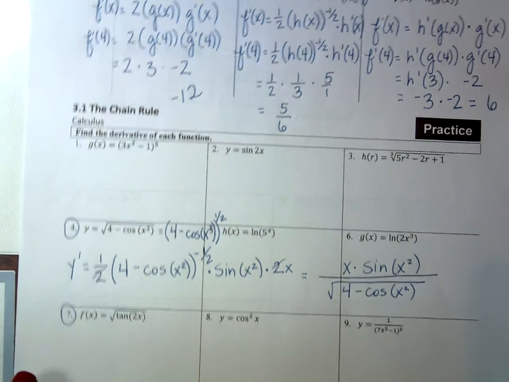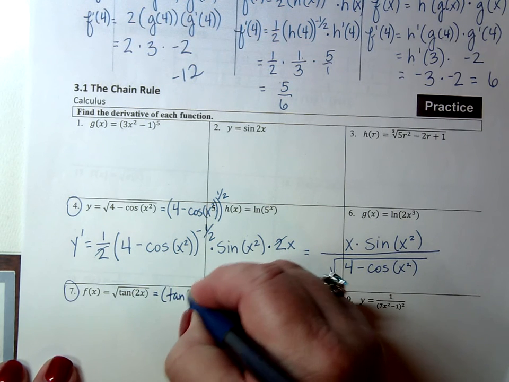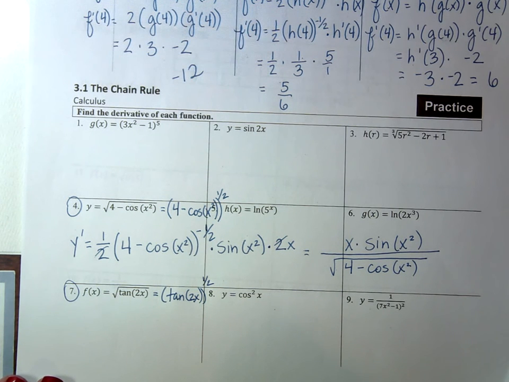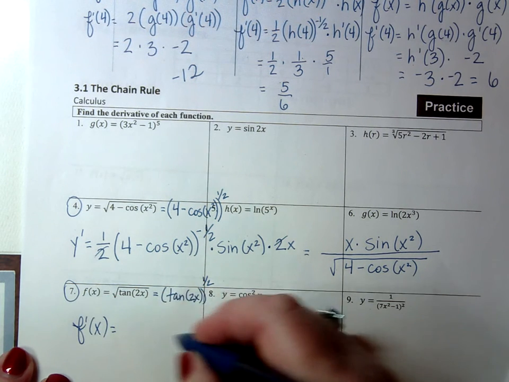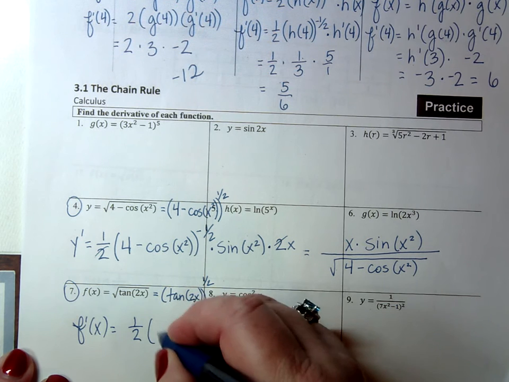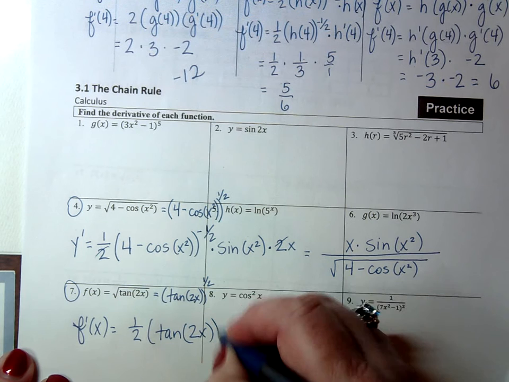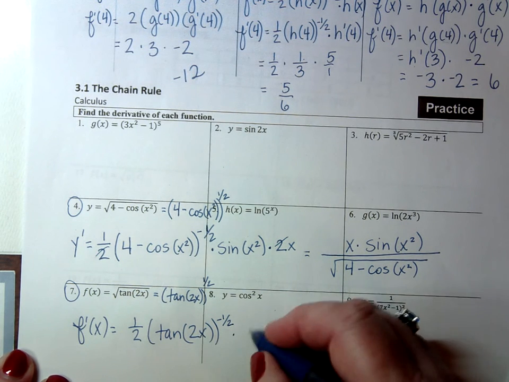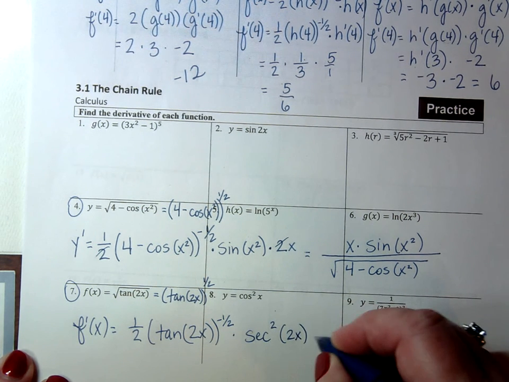Number 7, I'm going to change that to be a power. Tangent of 2x to the 1/2 power. And apply the same exact power rule to him. So my f prime of x is going to be 1/2 tangent of 2x to 1 less power, negative 1/2 power, times the derivative of tangent, secant squared, times the derivative of the angle.